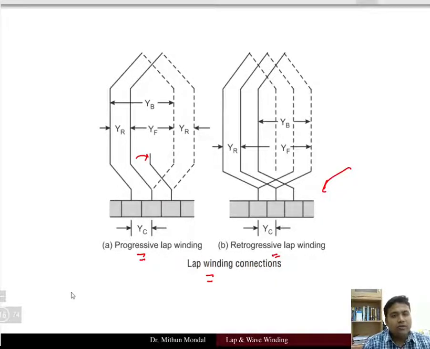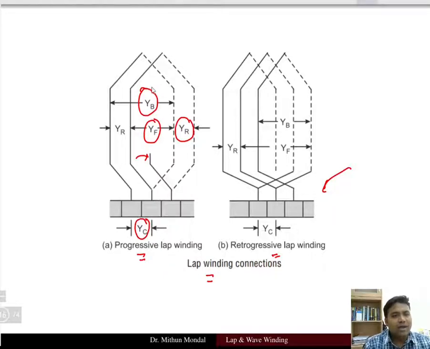Now we introduce some of the terms. Here YF means front pitch. YB is known as back pitch. YR is known as the resultant pitch, and YC is known as the commutator pitch. So everything depends upon the distance.